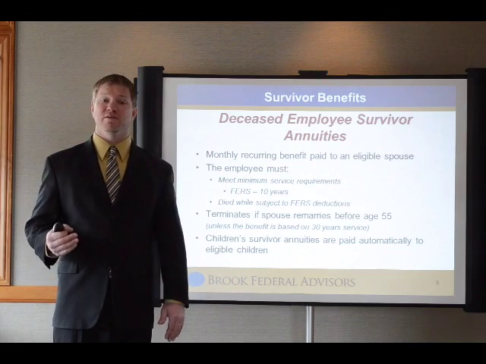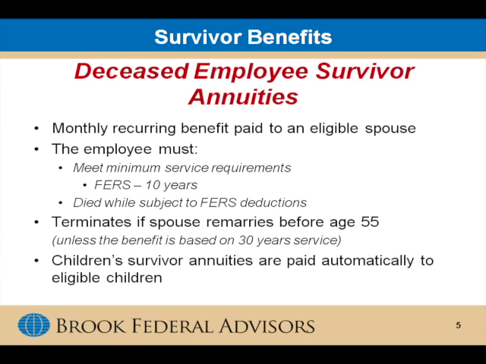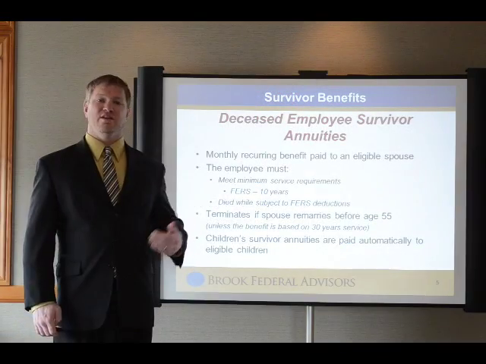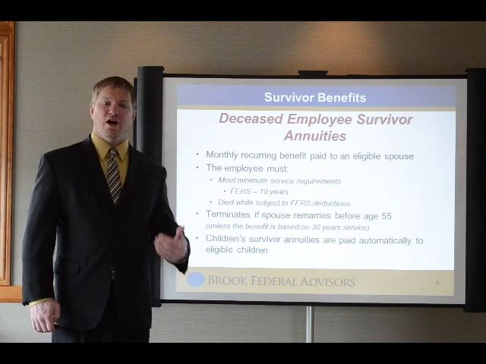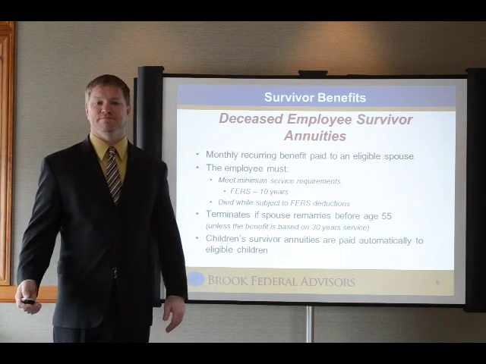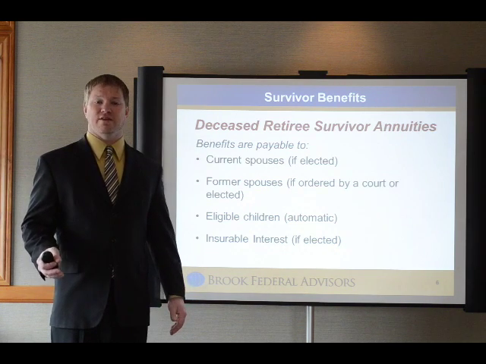The second portion for an employee is the survivor annuities. This is the monthly benefit we were talking about earlier. In that instance, that employee must have been employed for at least 10 years and died while subject to those FERS reductions. This terminates for that spouse if they remarried before age 55, and the children's survivor annuities are paid automatically, so there's nothing you need to do for the spouse or the children to be covered under the deceased employee annuities.